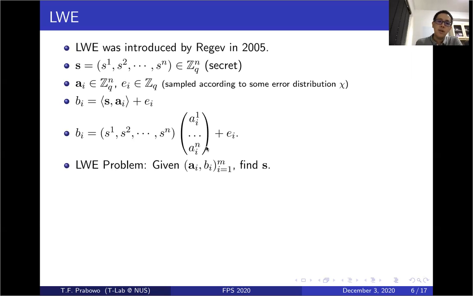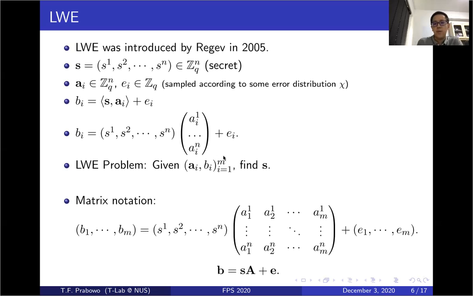So the learning with error problem is: given a bunch of (A_i, b_i), can you find S? Here the errors e_i are not known. You only know A_i and b_i. Maybe there are a bunch of them, m of them. Then you are asked to find S.